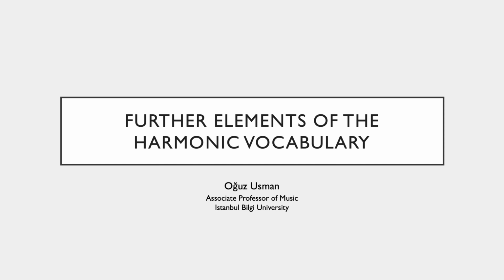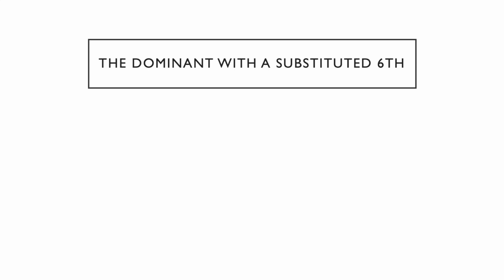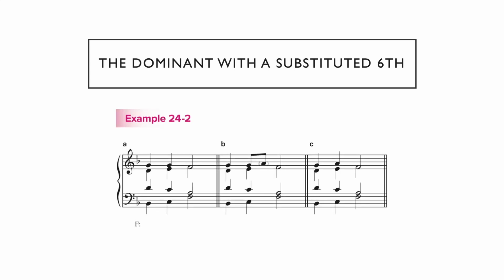Hello. In this lecture, we are going to talk about some further elements of the harmonic vocabulary, beginning with the dominant with a substituted sixth. Let's take this example. In this example, we see three progressions with the same chords.